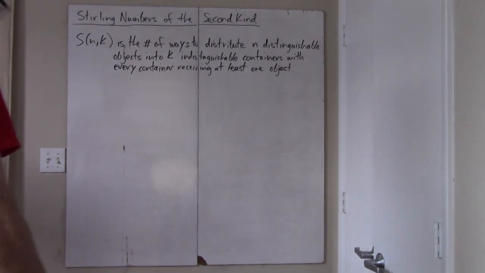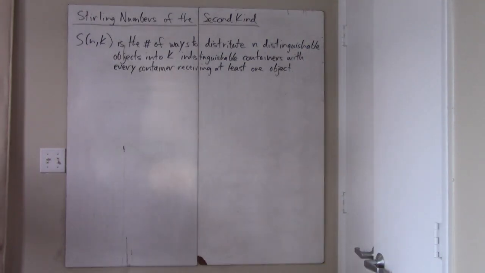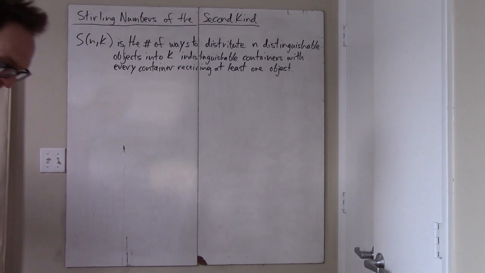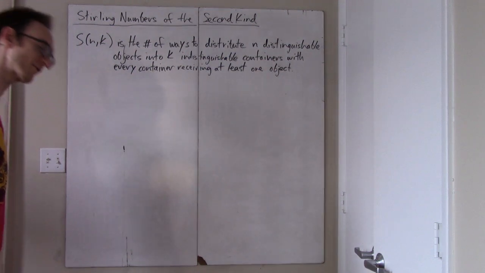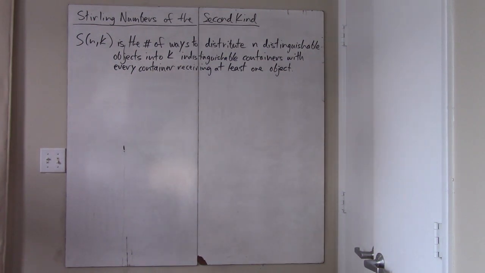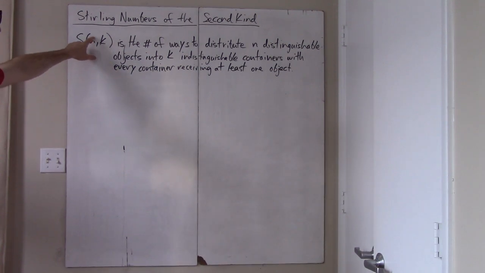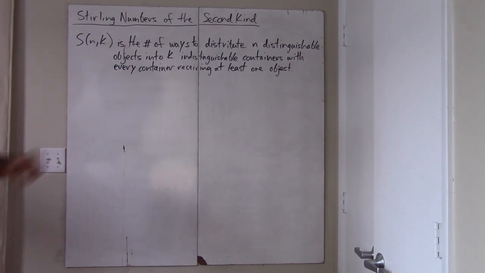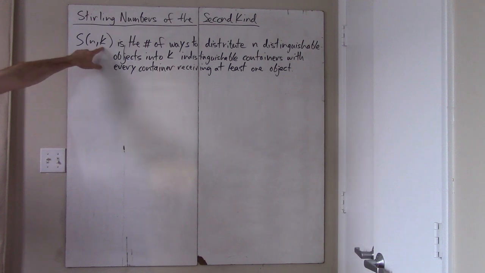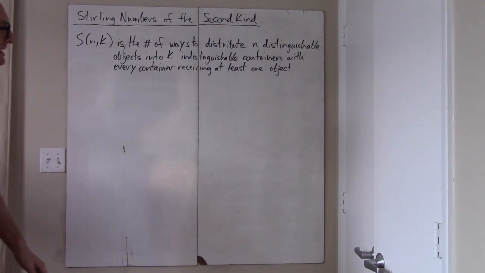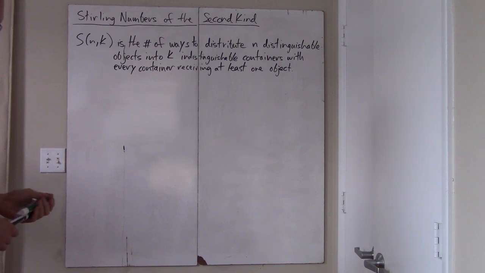Okay, section try. I would like to introduce you to a new combinatorial object called Stirling numbers of the second kind. This is a solution to a problem that we don't know how to solve otherwise. And here's the problem. I have n objects. These objects are all distinguishable. And I would like to count the number of ways to distribute these n distinguishable objects into k indistinguishable containers, with every container receiving at least one object.